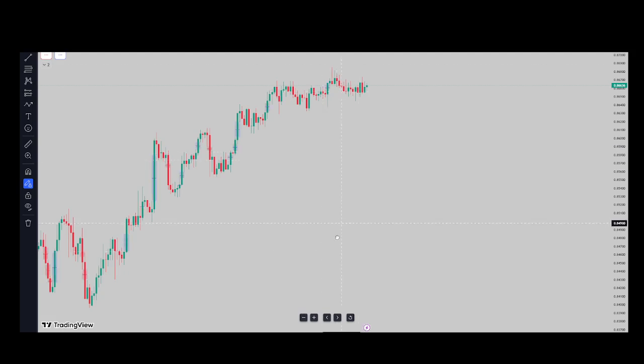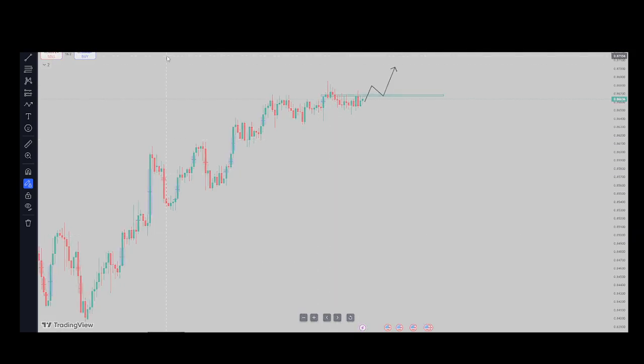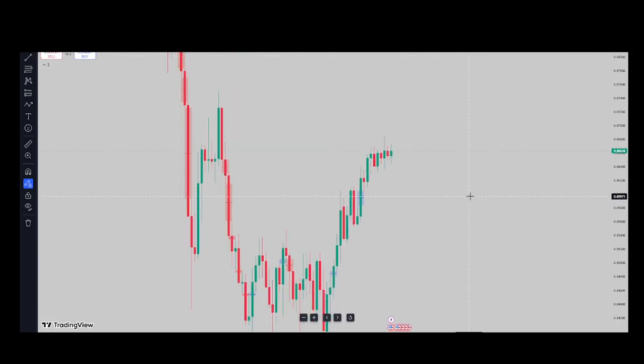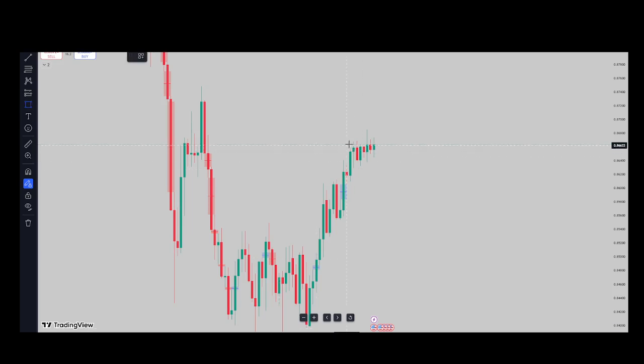Now the next pair on my watch list right now is USDCHF. On the daily time frame of USDCHF, you can see right now the price action is kind of consolidating.